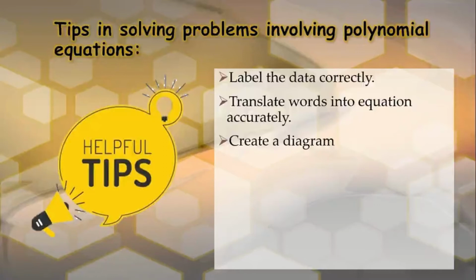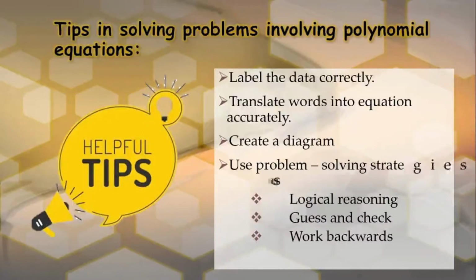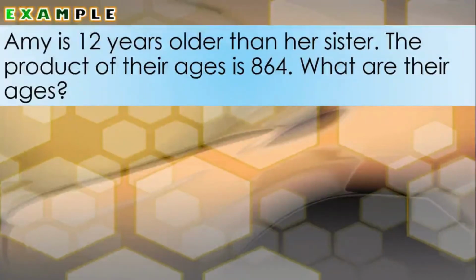Third is to create a diagram. So, malaking tulong kapag nakakapag-visualize ka ng isang diagram or ng drawing para mas maintindihan mo yung pinaka-problem. And number 4 is use problem-solving strategies such as logical reasoning, guess and check, and work backwards. Next, let's proceed to the next example. The problem is, Ami is 12 years older than her sister. The product of their ages is 864.